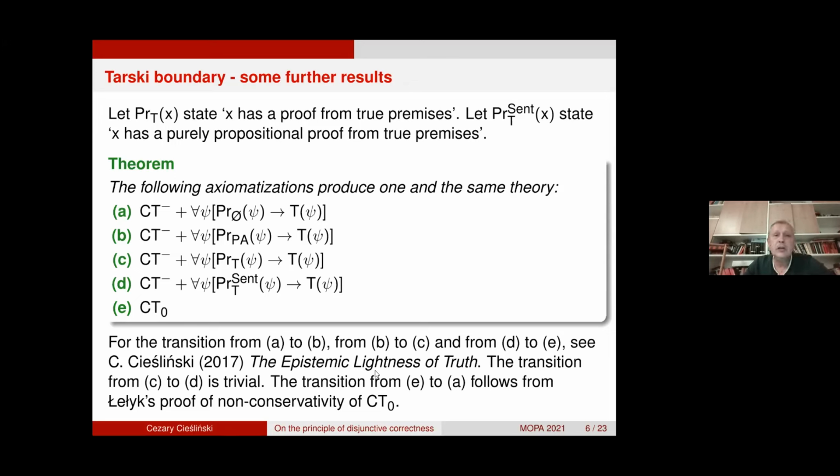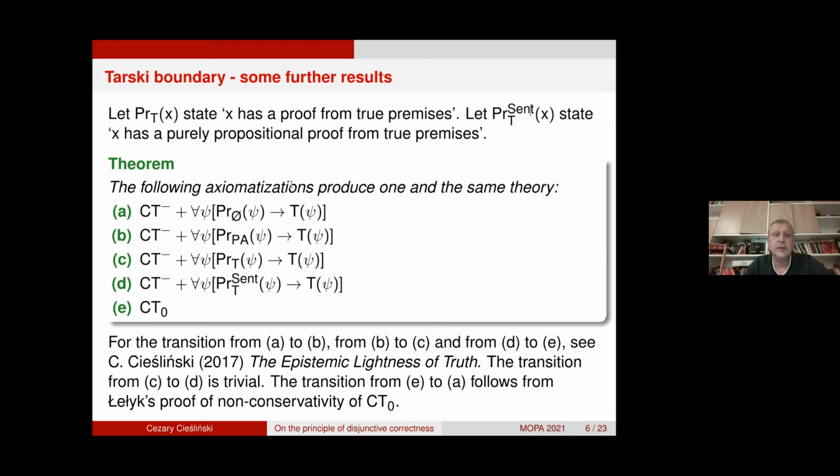Still setting up the stage, I want just to list some results. So this formula, the intuitive meaning of this formula is that X has a proof from true premises. And the second formula, the reading is that X has a purely propositional proof from true premises. So the first one is like X follows from true premises in full first order logic, and the second, X follows from true premises in propositional logic.